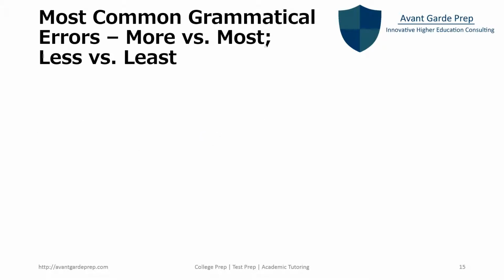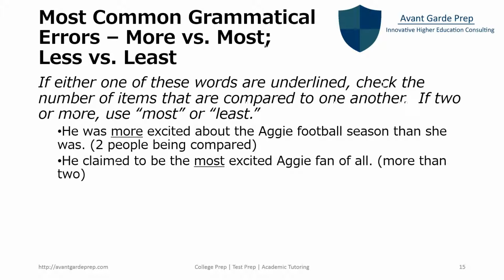Okay, more versus most and less versus least. If you see either of these words underlined, check the number of items that are being compared. If there are more than two, you need to be using most or least, like in our examples. He was more excited about the Aggie football season than she was, and we used more because only two people are being compared. But in the second sentence, he claimed to be the most excited Aggie fan of all, and there are more than two Aggie fans, so we use most.